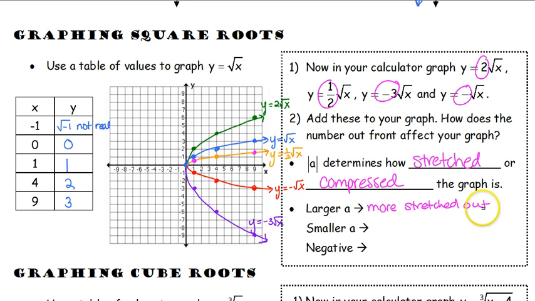Remember, it's going to be the opposite of what you think. Because we are dealing with the inverses, the rules are now inversed. The smaller the a value, like those fractions, instead of making it wider, it's going to make it more compressed. And if it's negative, this rule is still going to be the same. It's going to reflect.